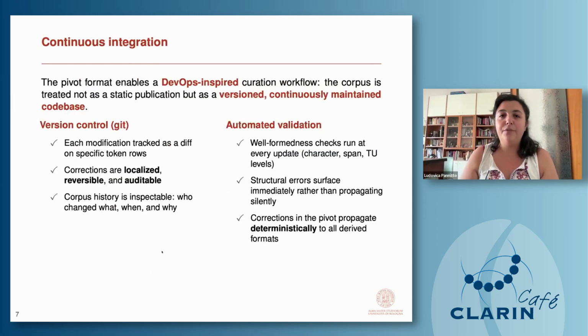Another step further that we took is adding continuous integration to the maintenance of our corpus, because this pivot format is now specifically suitable for diff-based versioning. And so we can localize all the corrections that are due, revert them, audit who is doing which correction, reconstruct the corpus history, and automatically validate the well-formedness of the format at each step.